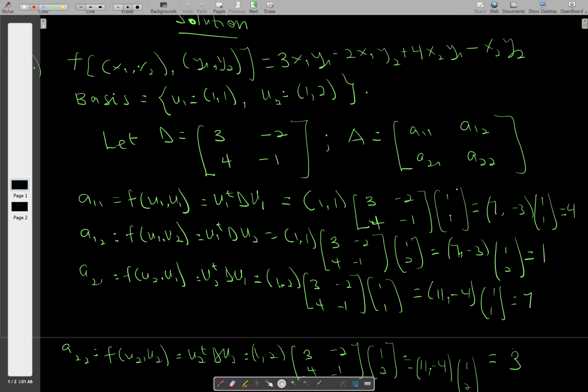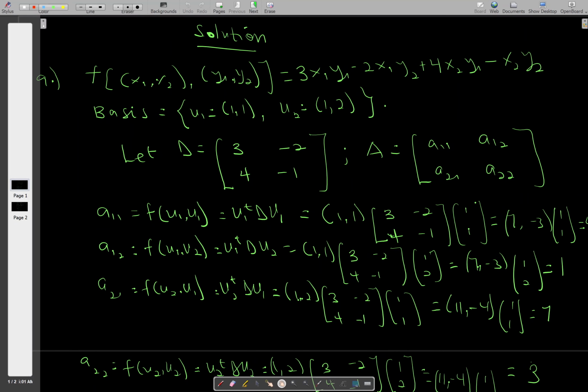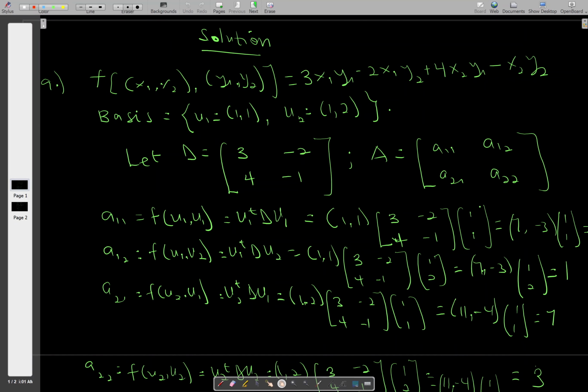Okay, so now let's solve the question. First of all, we're given a bilinear form. So let's generate our matrix D. These 3 will be the element in the first row, first column. First row, second column, that's -2. Second row, first column, that's 4, and second row, second column, -1.